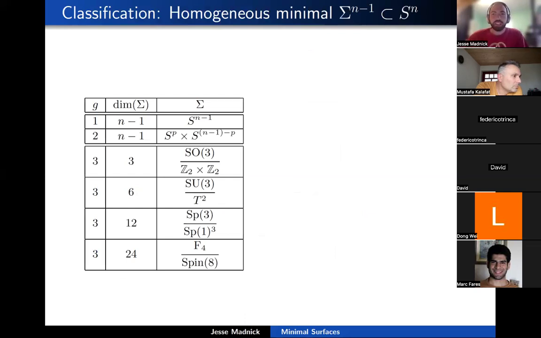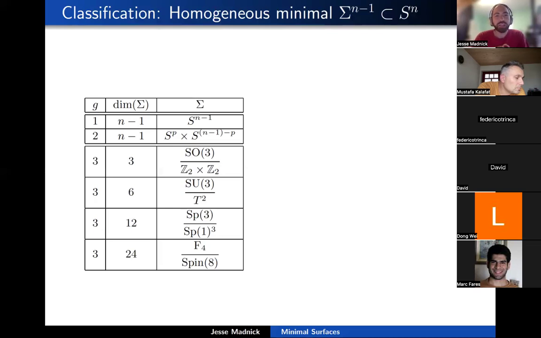So this is the Xiang and Lawson list from 1971. When G equals 1, we've already seen these. These are the equators. When G is 2, you get the Clifford hypersurfaces. We've seen those as well. When G is 3, there are exactly 4 homogeneous, or in fact isoparametric, hypersurfaces with 3 distinct principal curvatures. There's one in dimension 3, one in dimension 6, dimension 12, dimension 24. We discussed the first 2 of those earlier. The SO3 mod Z2 cross Z2 is the Cartan hypersurface, and then SU3 mod T2 is its complex cousin.